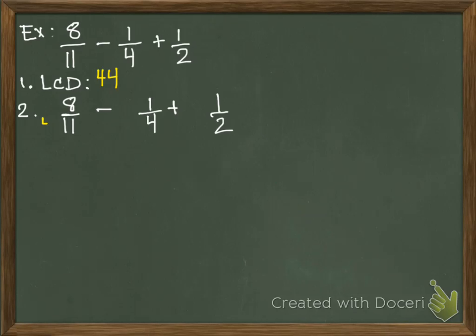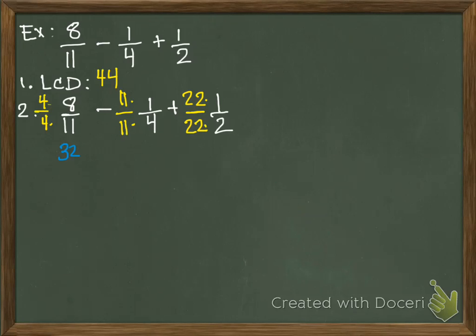So these are the original fractions, and now we're going to rewrite them in terms of the new denominator. Since the LCD is 44, I need to multiply 11 by 4 in order to obtain 44. Thus, I need to multiply the numerator by 4 as well. In the second fraction of 1/4, I need to multiply the 4 by 11. Thus, I need to multiply the numerator of 1 by 11 as well. And in the last fraction of 1/2, I need to multiply the 2 by 22. Thus, I need to multiply the numerator of 1 by 22 as well.